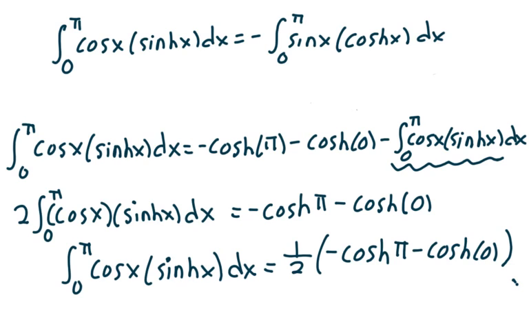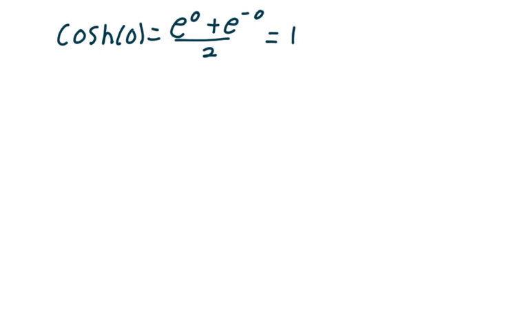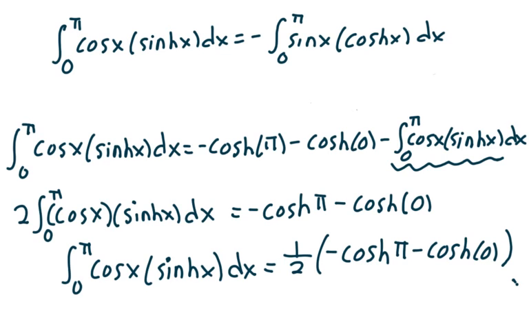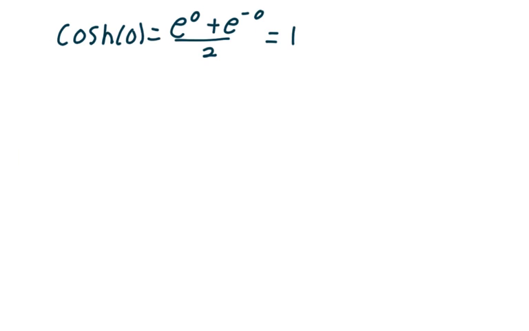And I do have to let you know, hyperbolic cosine of 0 is e to the 0 plus e to the negative 0 divided by 2, which is 1. So your instructor might want you to know that. And so if that's the case, you would probably want to write it this way. So the answer would be 1/2 of negative hyperbolic cosine of pi, that's not friendly, minus 1.